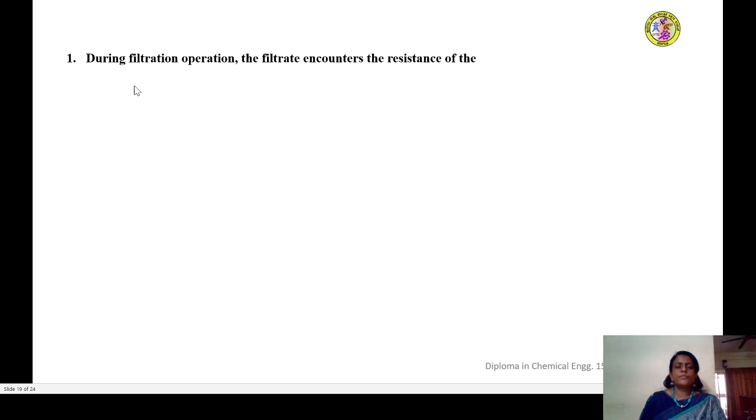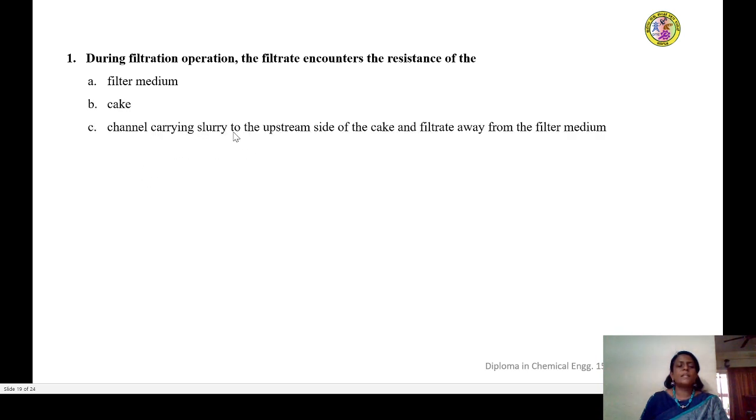So let us go through a few questions now to understand how far we have understood the topics. During filtration operation, the filtrate encounters the resistance of the filter medium, the cake, the channel carrying slurry to the upstream side of the cake, and the channel that takes the filtrate away from the filter medium.